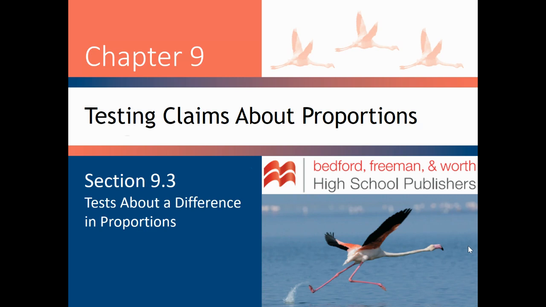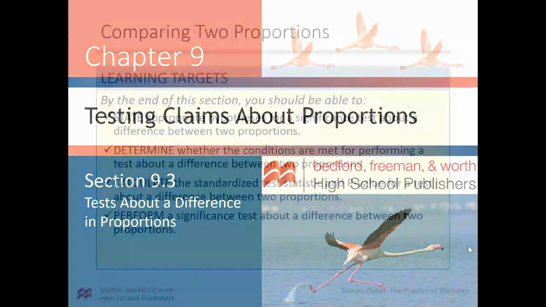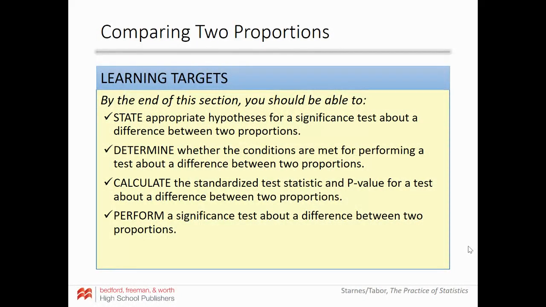All right, everyone, we're going to finish up Chapter 9 today, looking at Section 9.3, Tests about a difference in proportions. So some of the learning targets for today, you should be able to state the appropriate hypotheses for a significance test about a difference between two proportions, determine whether the conditions are met for performing a test about difference, calculate the standardized test statistic and p-value for a test, and perform a significance test about a difference between two proportions.